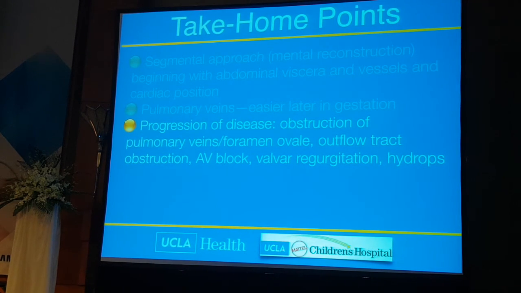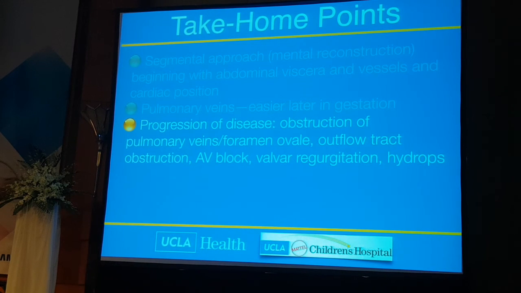It's maybe easier to evaluate them at 30 weeks. At 30 weeks, maybe 25% of cardiac output goes to the lungs. So keep that in mind in serial evaluation. If you're not sure about the veins at 20 weeks, it'll be easier later on to see. And then there may be progression of disease. There may be obstruction of the pulmonary veins that develops late, obstruction of the foraminal valley that develops later. There can be outflow tract obstruction like pulmonary stenosis that develops late, AV block, or valvular regurgitation or hydrops, all of which can evolve over time.